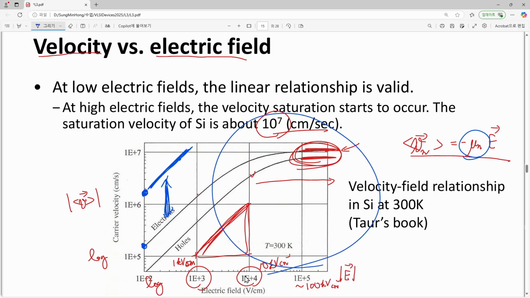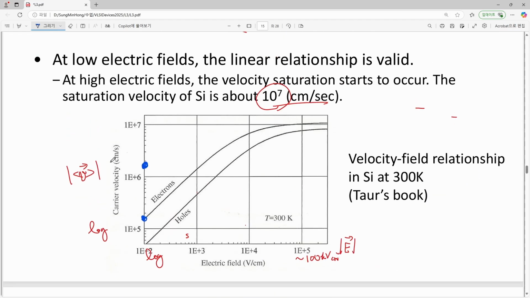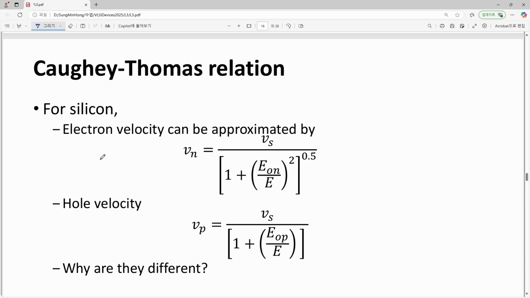It is nothing related to this high field saturation. At high field, most materials show similar behavior. Their velocity is saturated to some values depending on the material. This velocity saturation is very important. So it is expressed in this or that form. We must understand this so-called Caughey-Thomas relation, whatever.